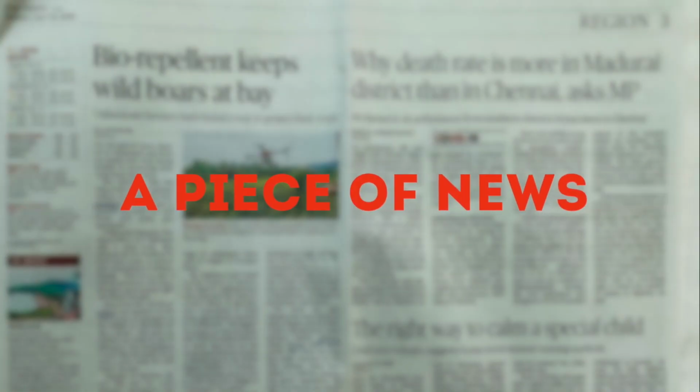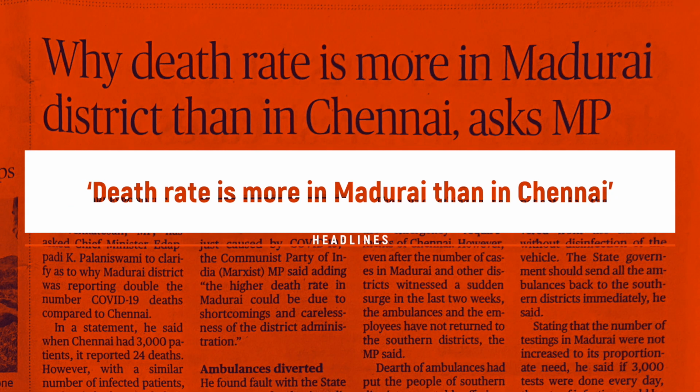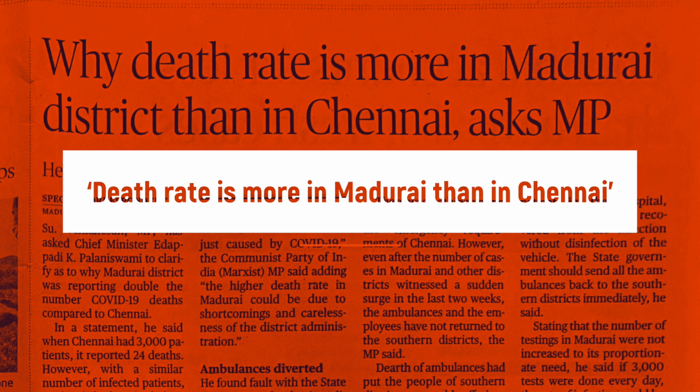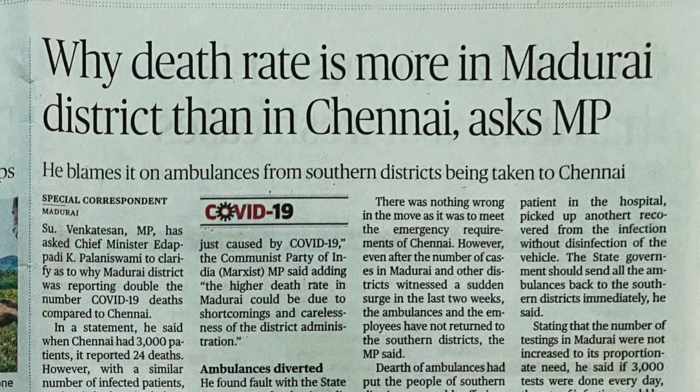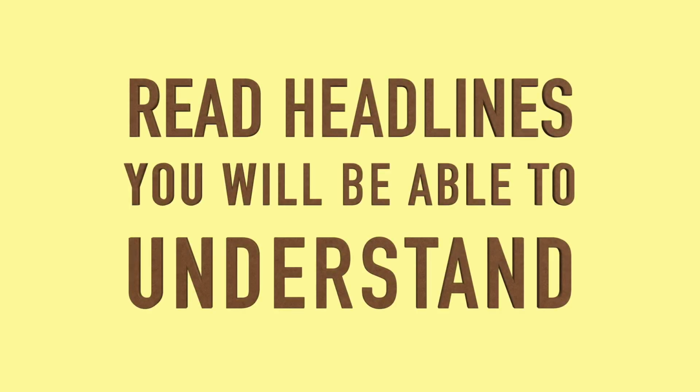Then, coming to the right side, another piece of news is there. Why is the death rate more in Madurai district than in Chennai? Asks Madurai MP. Madurai MP Mr. Venkatesh asked a question. 5,000 infections were there, but as far as deaths were concerned, Chennai had 42 and Madurai 88. Why? That's the question. So, without reading the news itself, only by reading the headline, we are able to understand that.